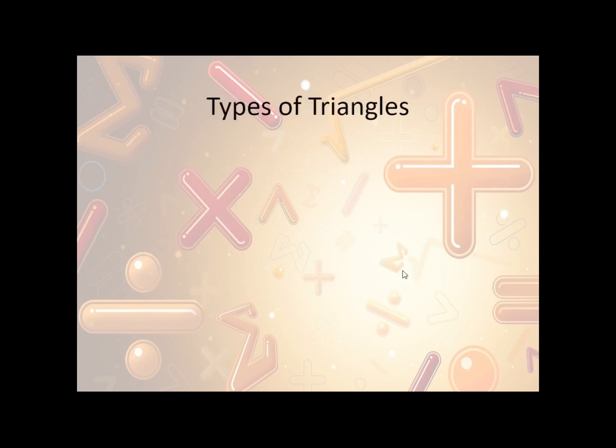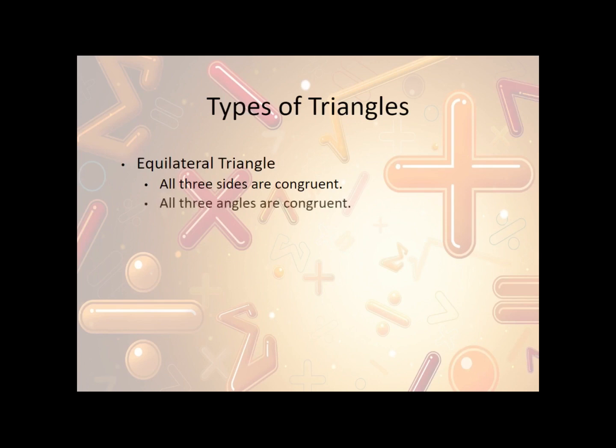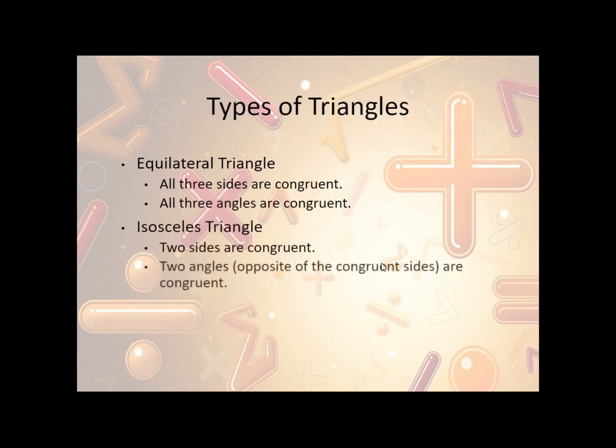Now, the different types of triangles. So the first kind is an equilateral triangle. An equilateral triangle has all 3 sides congruent, and all 3 angles are congruent. Isosceles triangles have 2 sides congruent and 2 angles that are opposite of those sides congruent. And then lastly, we have a scalene triangle where no sides are congruent and no angles are congruent.